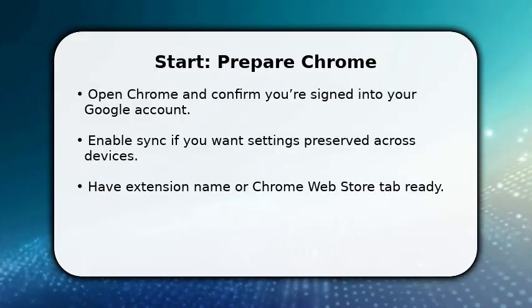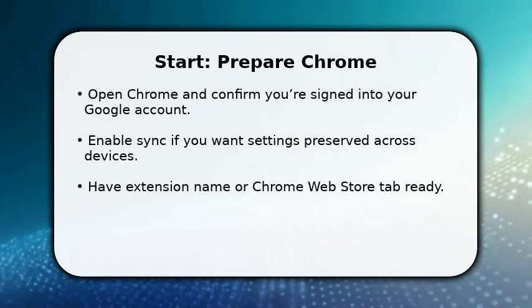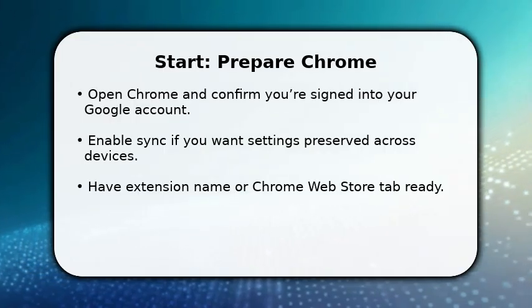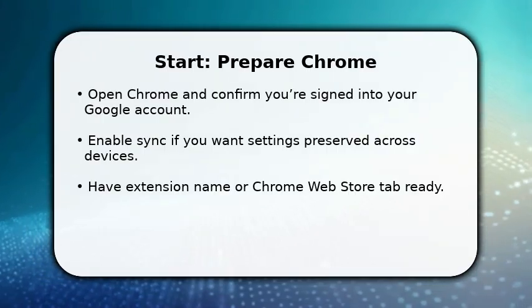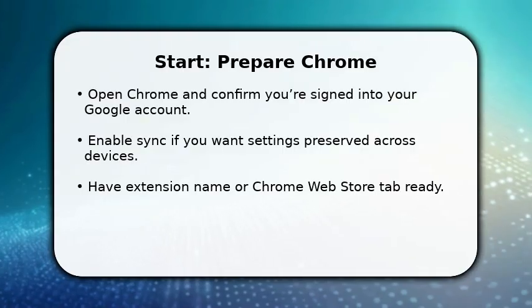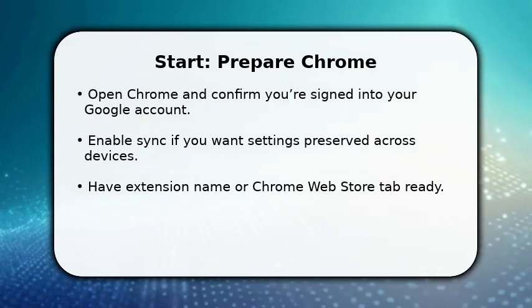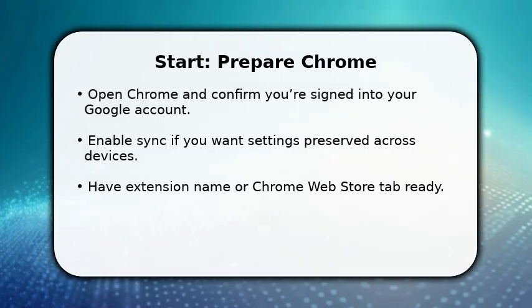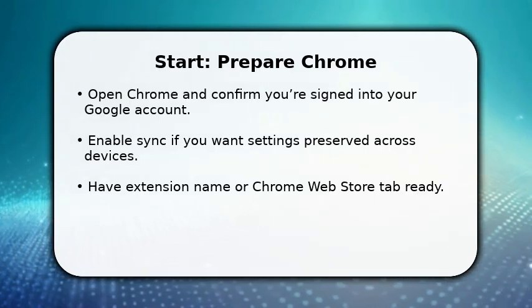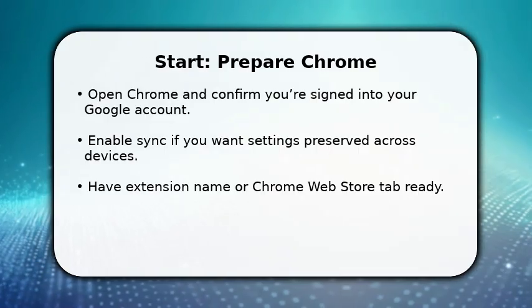You begin by opening Chrome and signing into your Google account so extensions and settings can sync. Once done, make sure you have the Chrome Web Store tab ready or know the extension name. This saves time. You'll need only basic permissions for most installs, so don't pause to tinker with advanced settings yet. Also confirm you're on a stable network, because downloads can stall.